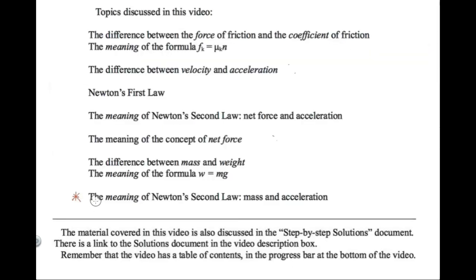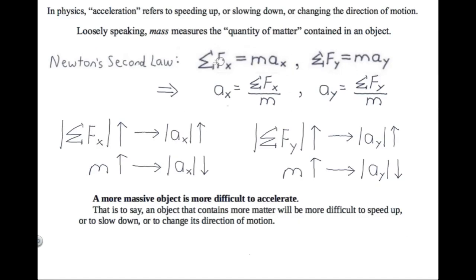Now let's return to our discussion of the meaning of Newton's second law. This time let's focus on the relationship between mass and acceleration. Here are the Newton's second law equations. If we solve the Newton's second law equations for a sub x and for a sub y, we get this equation and this equation. Since the net force is on the top of this fraction, these formulas tell us that increasing the magnitude of the net force on the object while holding the mass constant will increase the magnitude of the object's acceleration.